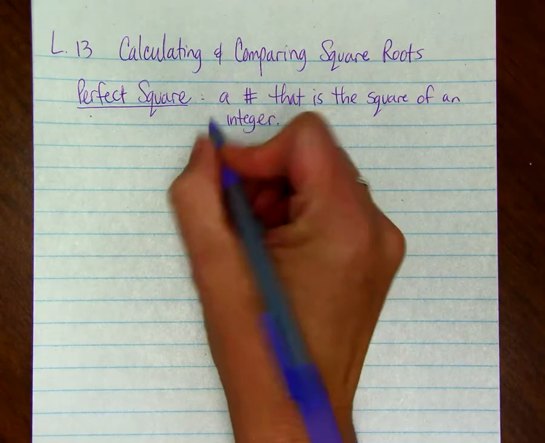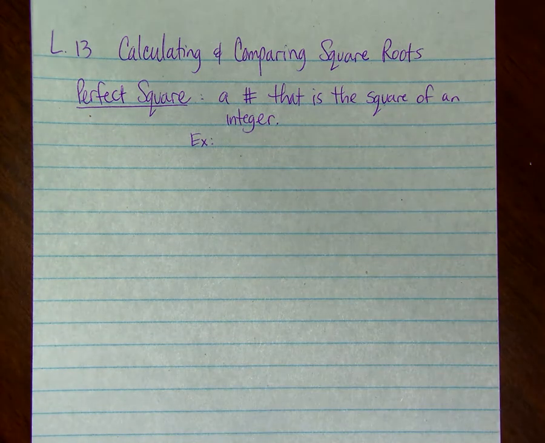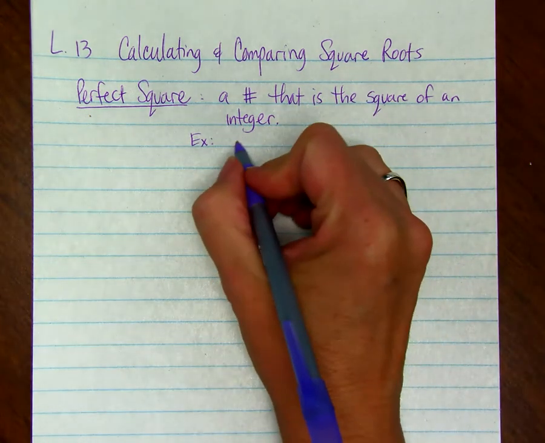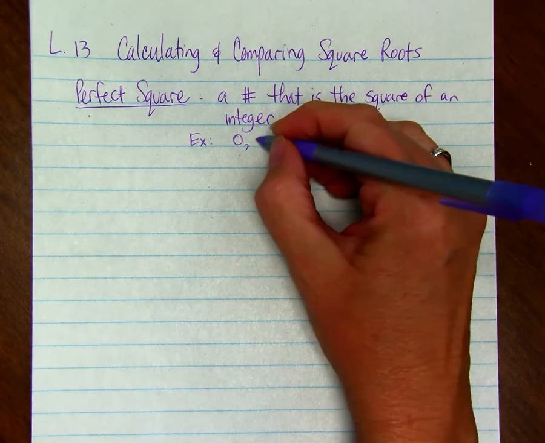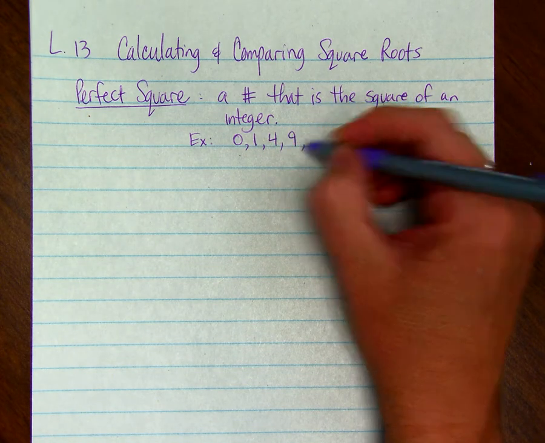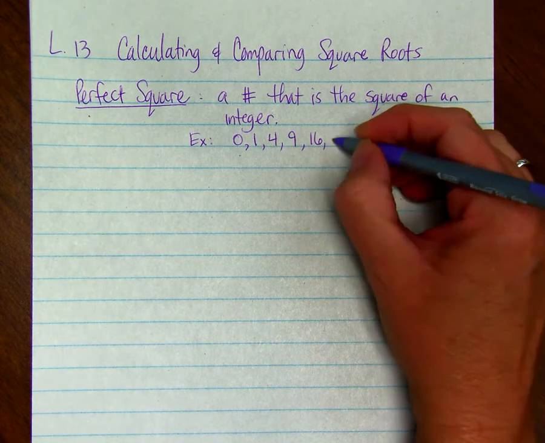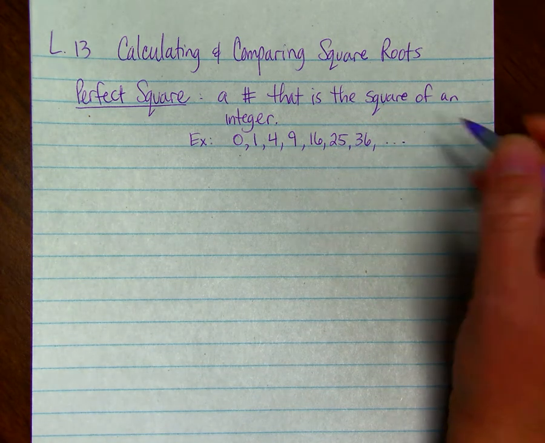So here are some examples of perfect squares. If I take the integer 0 and square it, 0 squared is 0. And then the next integer, 1 squared is 1, 2 squared is 4, 3 squared is 9, 4 squared is 16, 5 squared is 25, 6 squared is 36, and so on.